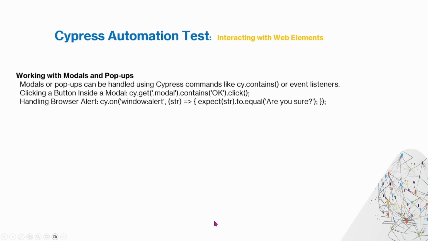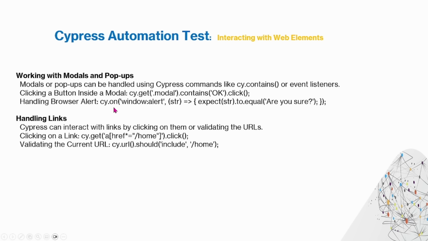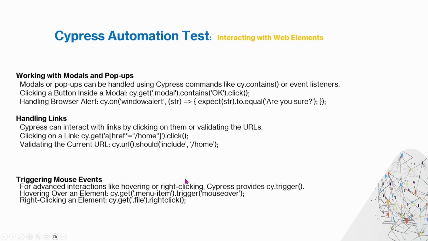Modals and pop-ups can also be handled using Cypress commands such as cy.contains or event listeners. Clicking a button inside a modal, you can use the click button. And then for handling browser alerts, you can use this on command. Cypress can interact with links by clicking on them or validating URLs. So you can use click to click on the link, and to validate the URL, you'll use should.